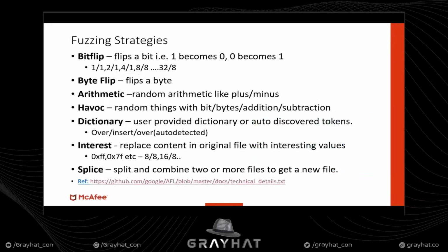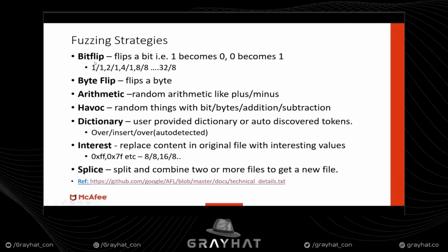Fuzzing strategies are a set of strategies which AFL uses to modify the contents of the input file. What happens when you fuzz a program using AFL is that AFL reads the input file and modifies its contents. To modify the contents, AFL uses these strategies. So let's go through each of them one by one.